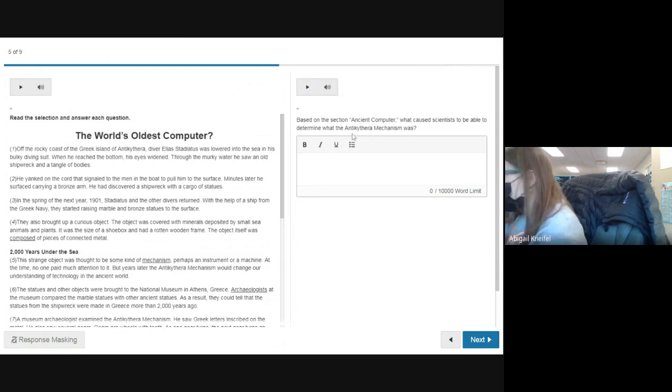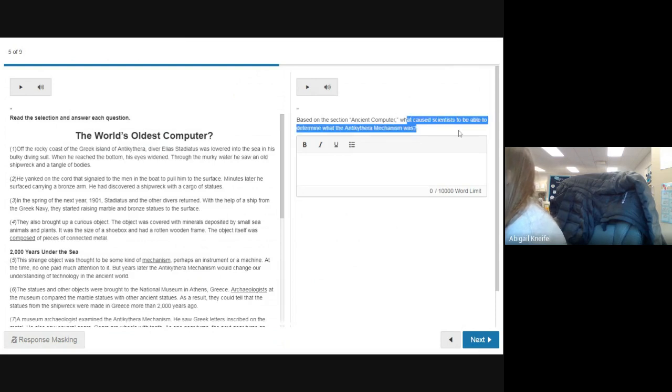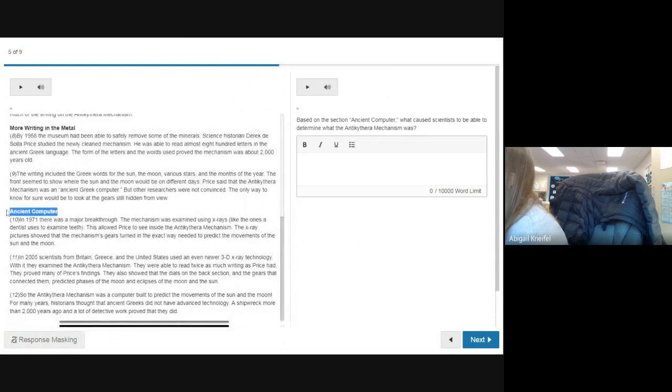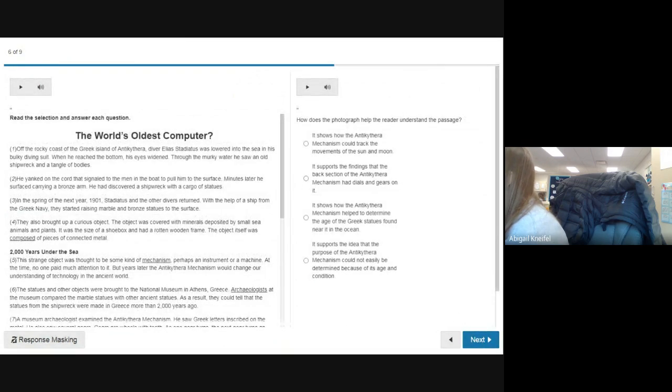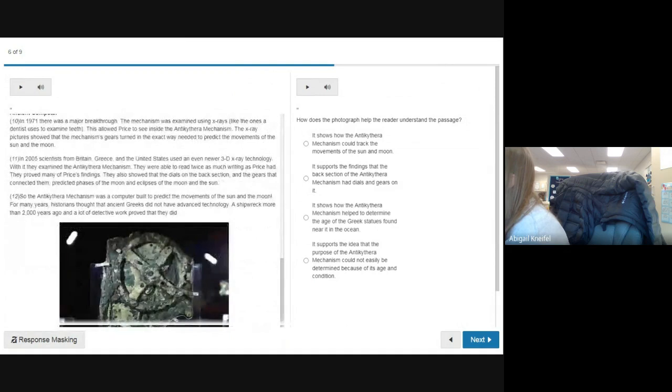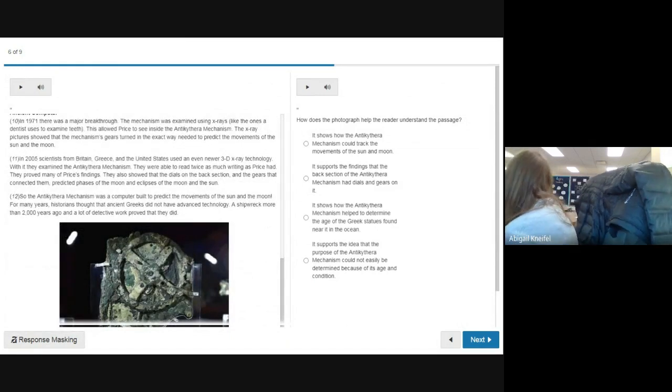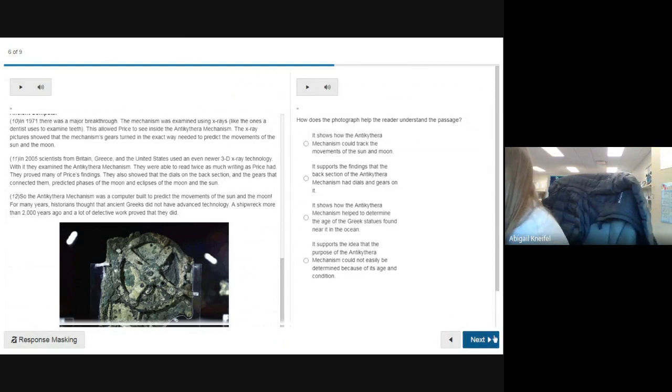Number 9, this is your short answer question. Based on the section Ancient Computers, what caused scientists to be able to determine what the Antikythera mechanism was? Mrs. Kneifel could not say that word. So, Ancient Computers, you're going to have to go to that section, okay? Next. Number 9, how does the photograph help readers understand the passage? And we talked about that over the past 2 weeks, why did authors decide to add which part of photographs, and what does that help or not help? Why is that one specific?